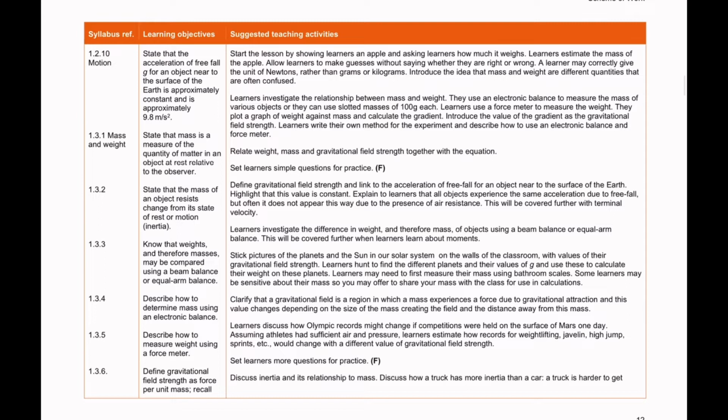Note that weights, and therefore masses, may be compared using a beam balance or equal arm balance. Describe how to determine mass using an electronic balance. Describe how to measure weight using a force meter. Define gravitational field strength as force per unit mass.